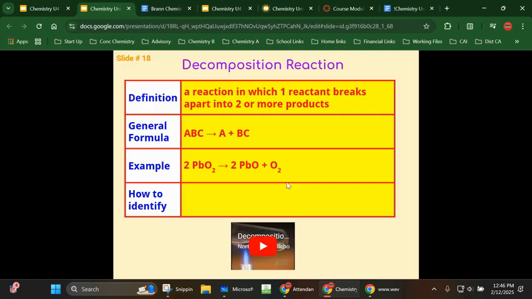Our example: two lead(IV) oxides will break apart into two lead(II) oxides and diatomic oxygen, or an oxygen molecule. Now, just like we identified a synthesis by there being only one thing after the arrow, in a decomposition there is no plus sign before the arrow. So when you're looking at your chemical equation, if there's no plus sign before the arrow, that has to be a decomposition reaction.